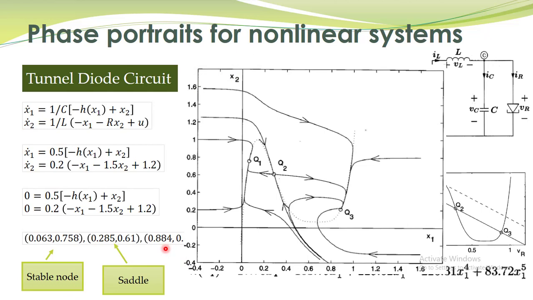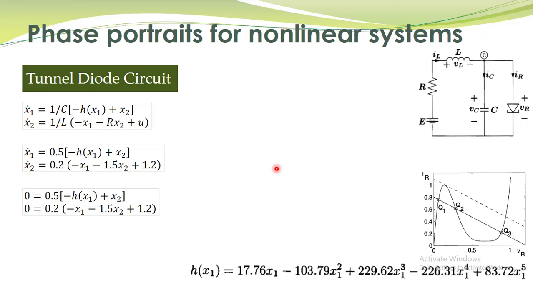So now, by looking at the phase portrait of this system, we can describe the qualitative behavior of this system. Yes. There are only three equilibrium points. Here this equation is a fifth order equation. What will be the order of this equation? Here h of x is given by this expression. So this equation will also be a fifth order equation.